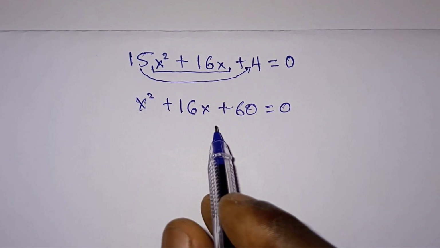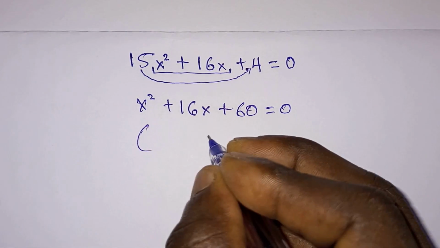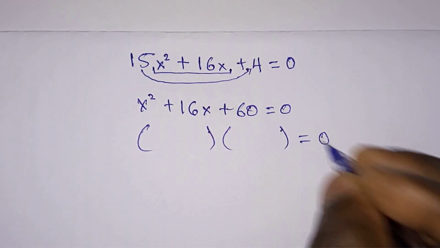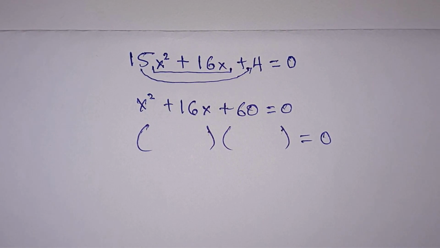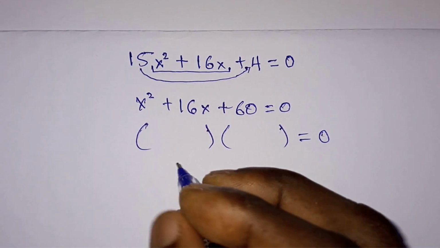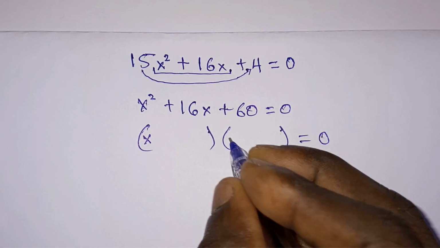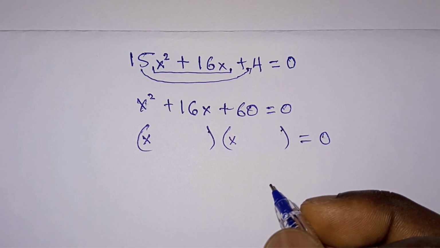Since this is a quadratic equation, we will always have two factors, and the product of these factors is equal to 0, right? Then you ask yourself what times what will give you x squared. We have x times x will give us x squared.